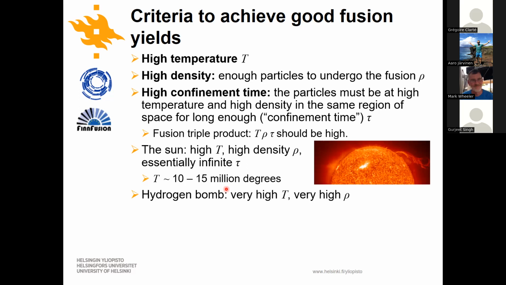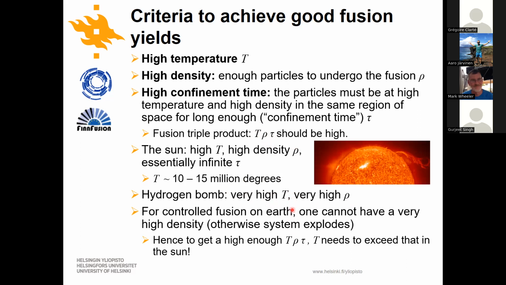But then, of course, we can make energy from fusion with thermonuclear bombs, sadly enough, and in them you use a regular nuclear weapon to induce an extremely high temperature and extremely high density. The confinement time is very low, but because the temperature and pressure are very high, the product is still large enough that you can get fusion. But obviously you can't use the hydrogen bomb approach for controlled energy production. To get controlled fusion on Earth, we can't have a very high density, because any reactor would explode if the density were extremely high.